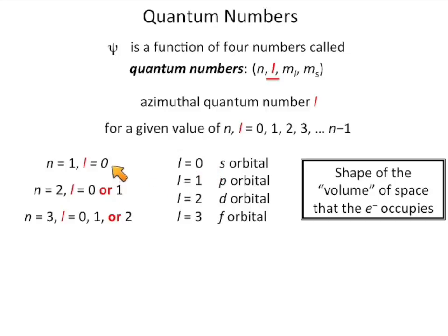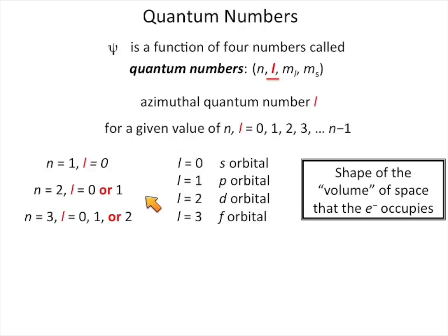Right? Okay. Now if your principal quantum number n equals 2, then you can go from 0 to 2 minus 1, so 0 to 1. And if n equals 3, you can have 0, 1, or 2 for the azimuthal quantum number. So the possible values that this can take depend on what n is.